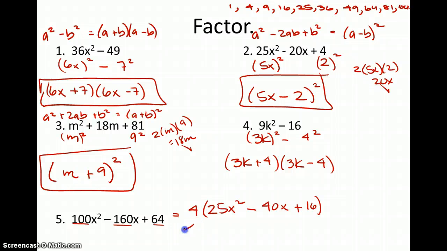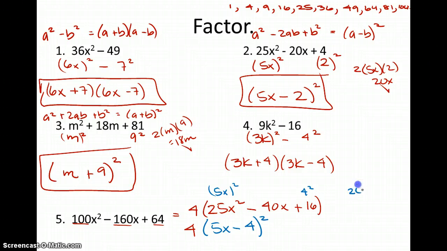So this is 4. And then what squared gives me 25? I would say that would be 5x squared, and this would be 4 squared. So this is 5x. This is subtraction, so subtraction 4 squared. And there you go. And then you can still check it.